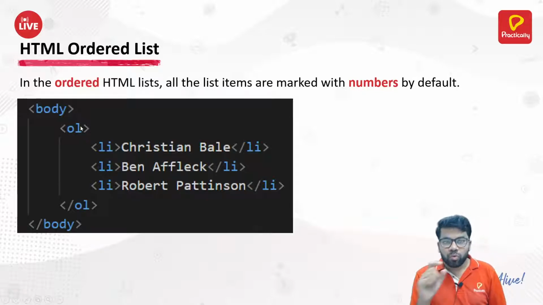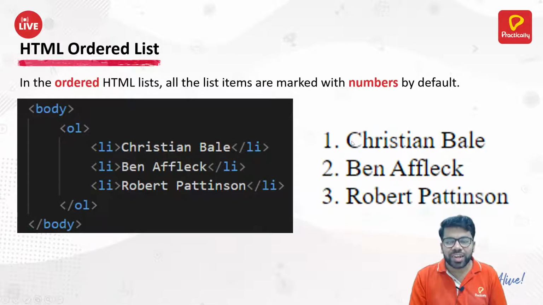Whenever we want to display the information in the form of an ordered list, 1 2 3 or A B C, like 1 milk, 2 banana, 3 apple, then we can use the OL tag. And inside this OL tag, if you want to insert any items, then we use the LI tag. When we write this, we will get the output in terms of these numbers 1 2 3. All these three names will be printed like this in the form of a list, but in order. The default is 1 to 3, but we can change it also to A B C like this.